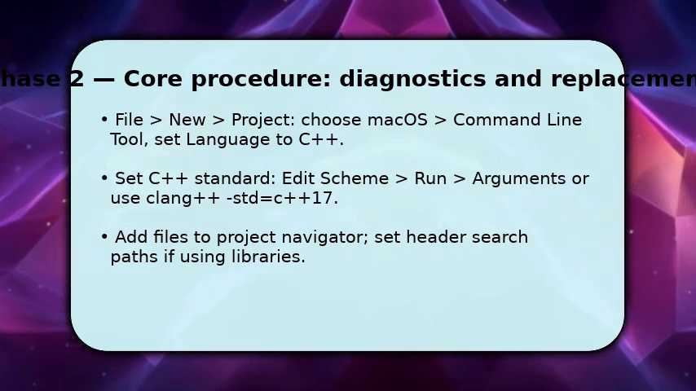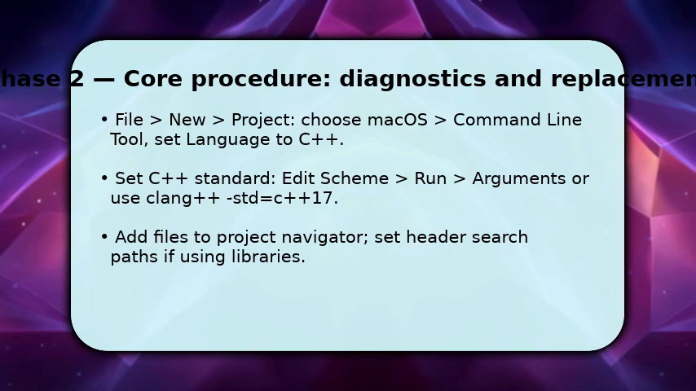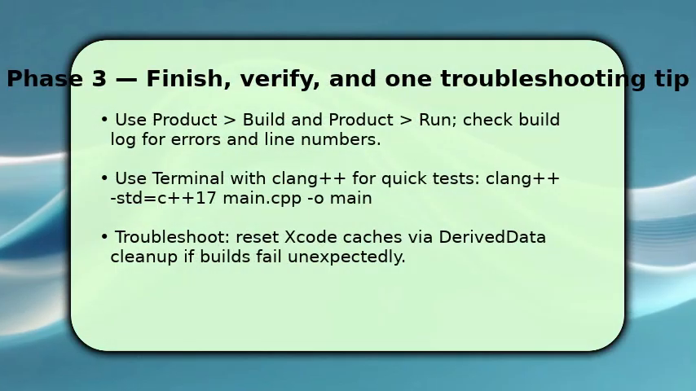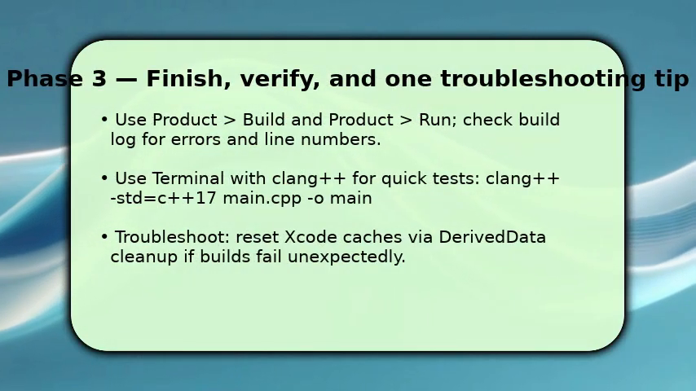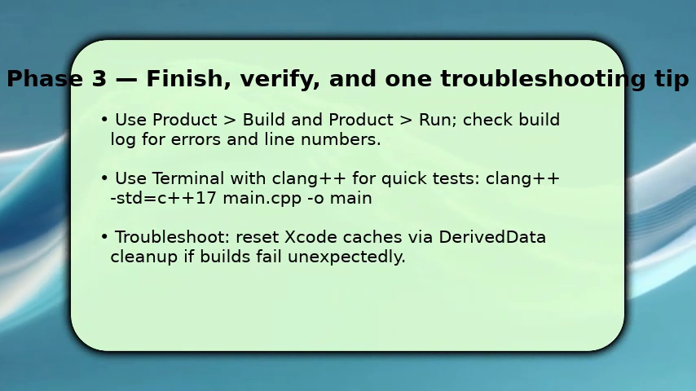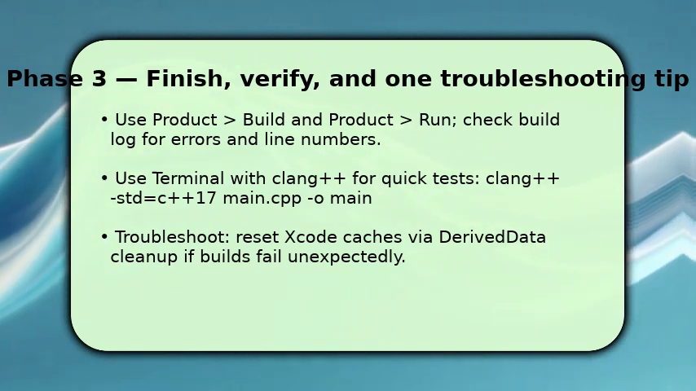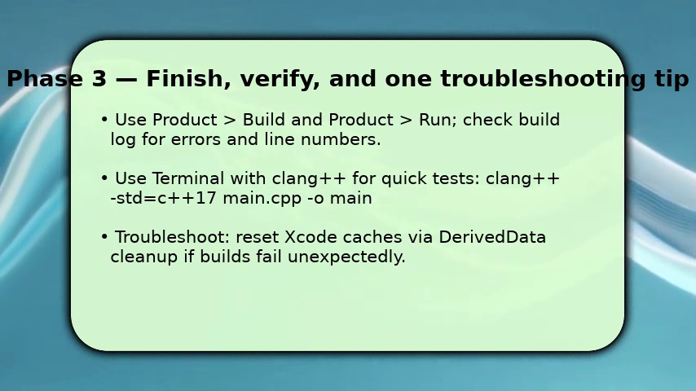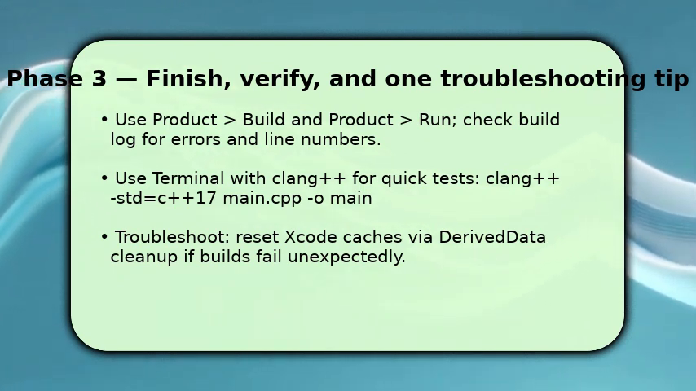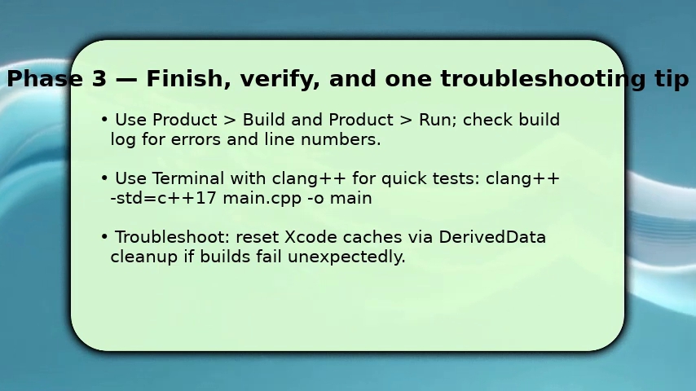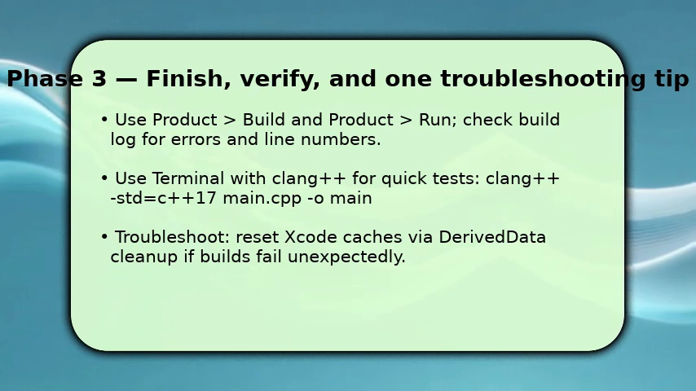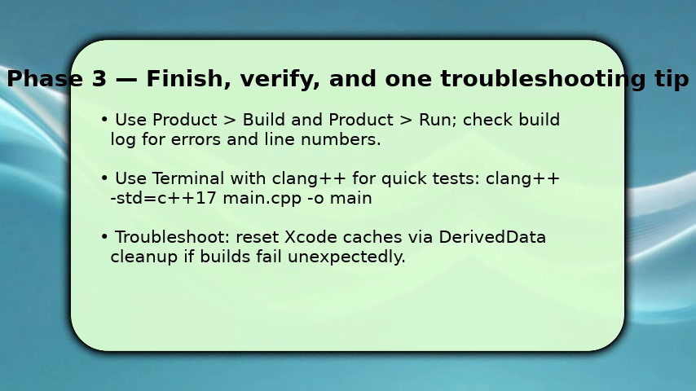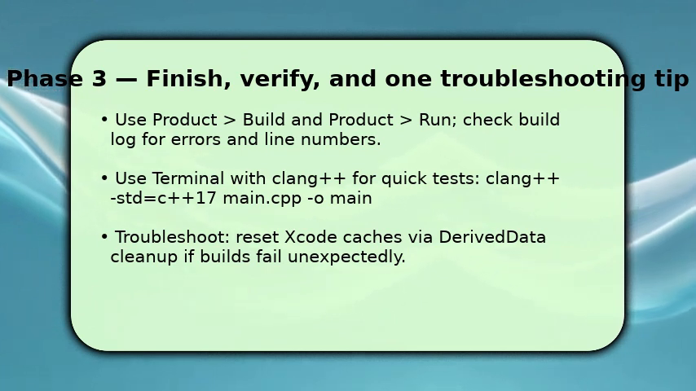Finally, build and run your program and be ready to troubleshoot one common issue. Use Product, Build and Product, Run to compile inside Xcode. Check the build log for errors and the exact line numbers. For quick tests or to isolate problems, compile in Terminal with clang++ -std=c++17 main.cpp -o main. If builds fail mysteriously, clear derived data and restart Xcode to reset caches, because stale build artifacts often cause confusing errors.